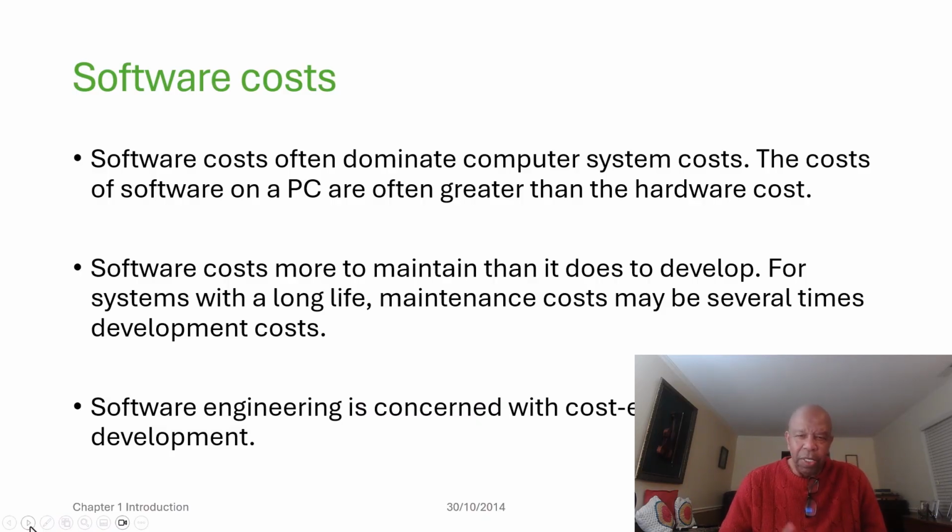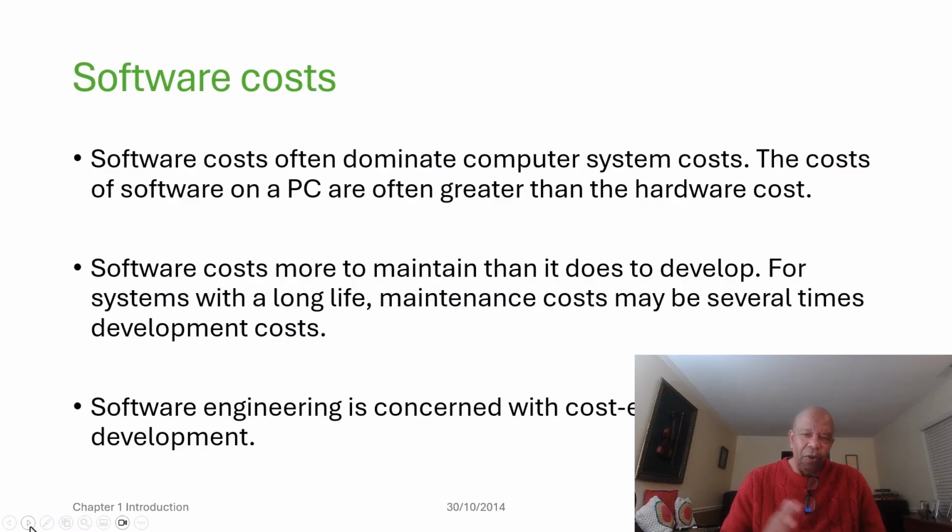In this first bullet point, software costs often dominate computer systems costs. That is a truism. Software costs more to maintain than it does to develop. Just think about the reason: we might develop an application or a system, and it took us 6 months. We start using it for a couple of years. For a good system, it might be 5, 10, 15 years that we're actually using that system.